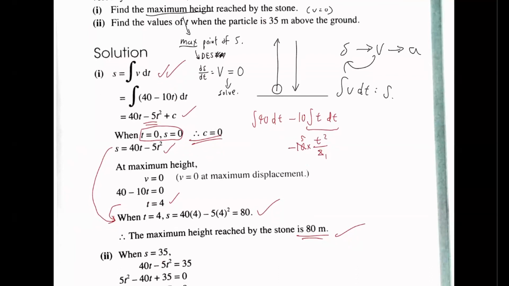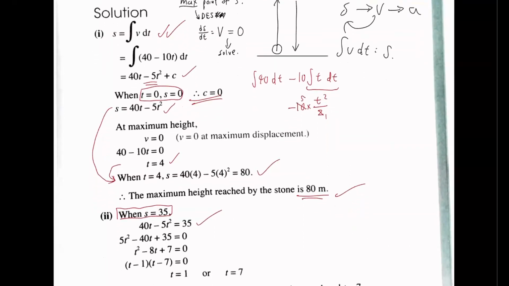Find the values of T when the particle is 35 meters above the ground. So above the ground. Here, I think you can safely assume that when you go upwards, the S will be positive. So what they're really asking you to do is to sub S equal 35. Does that make sense? You can't go underground, right? Underground, then you'll be negative displacement, but that's not possible. So S equals 35. That's how you get this condition here. Sub in S equal to 35. What do you get? You just get this equation.